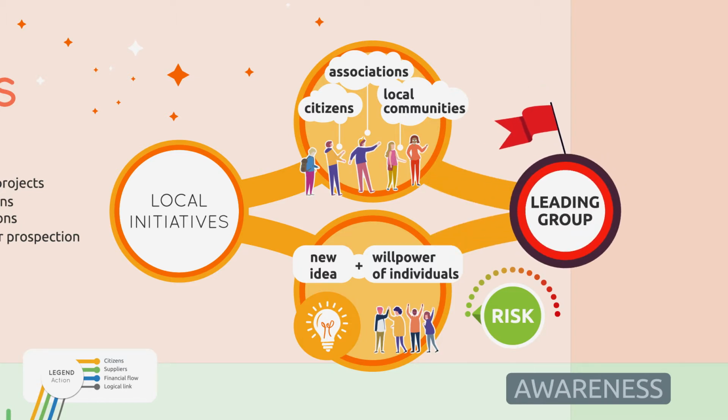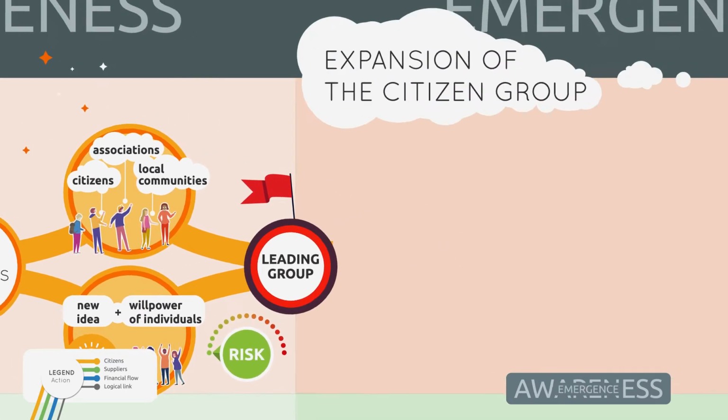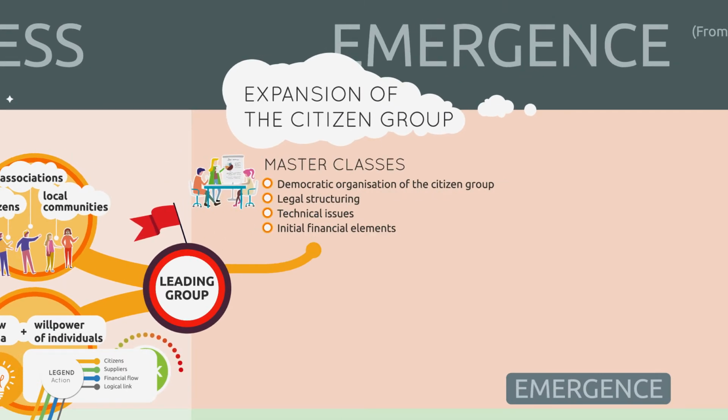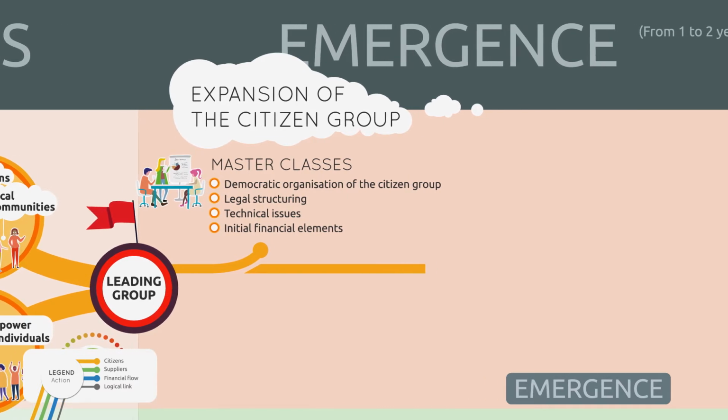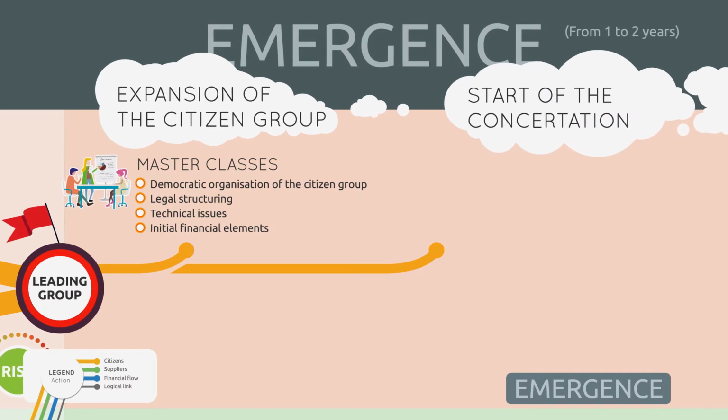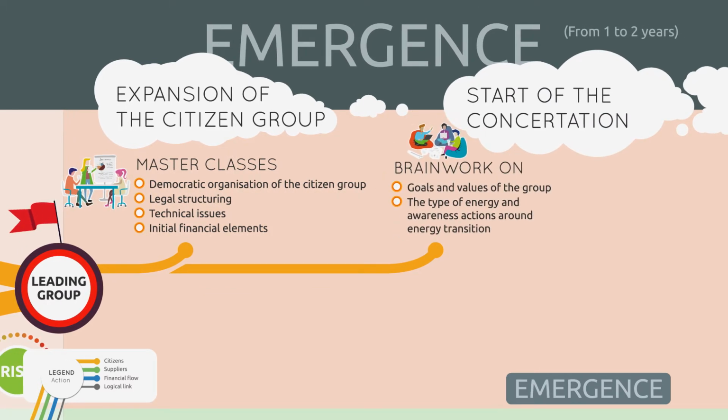Following awareness is the emergence phase. This leads to the expansion of the citizen group. The emergence phase takes about 1 to 2 years. Masterclasses and various tools are showcased to help target groups develop good communication and organization management. They also go through legal and business forms with technical and financial elements to help the group choose a suitable structure for their community. There are 2 brainwork activities in the emergence phase.